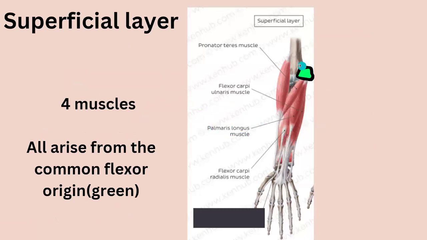Now, remember when we discussed at the base of the humerus, we have something known as the medial epicondyle. This is also called the common flexor origin. Most of the flexors of the forearm arise from this point right here. Now, 4 muscles in the superficial layer: we have the pronator teres, the flexor carpi ulnaris, the palmaris longus, and the flexor carpi radialis.